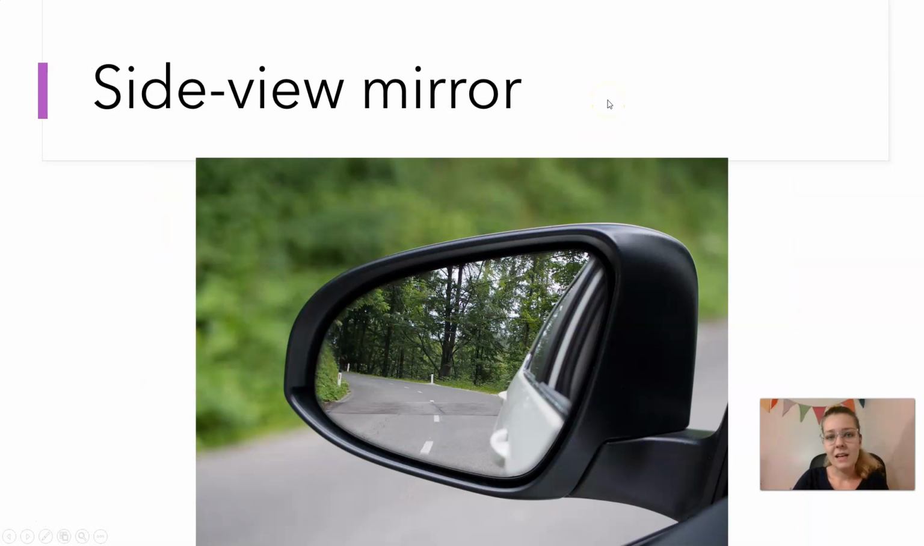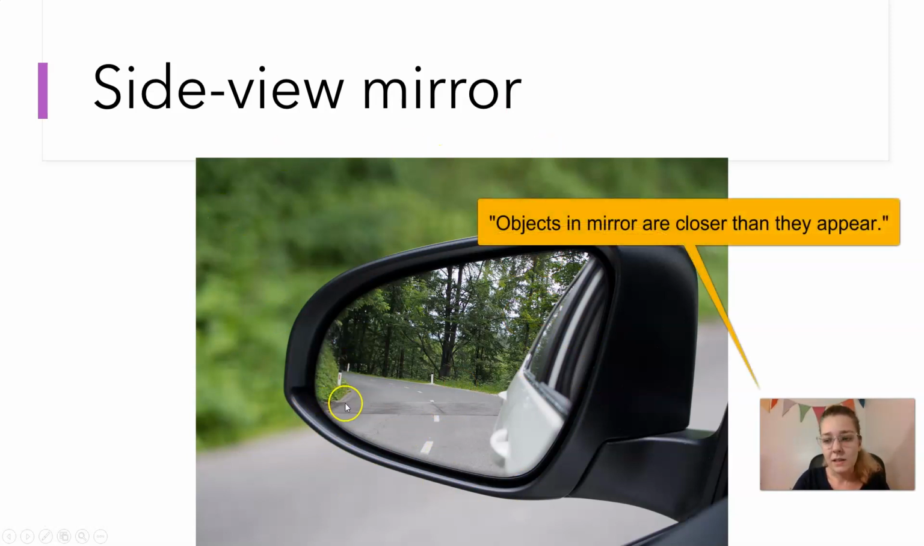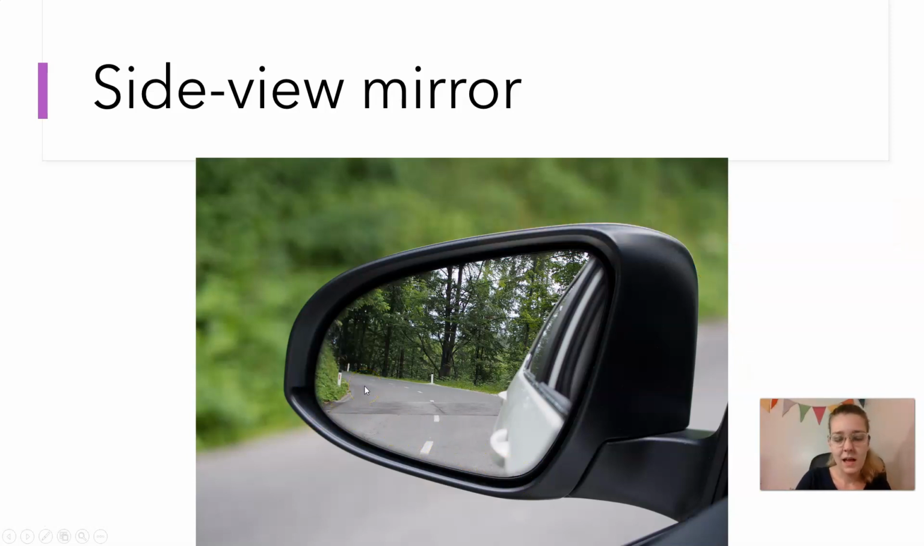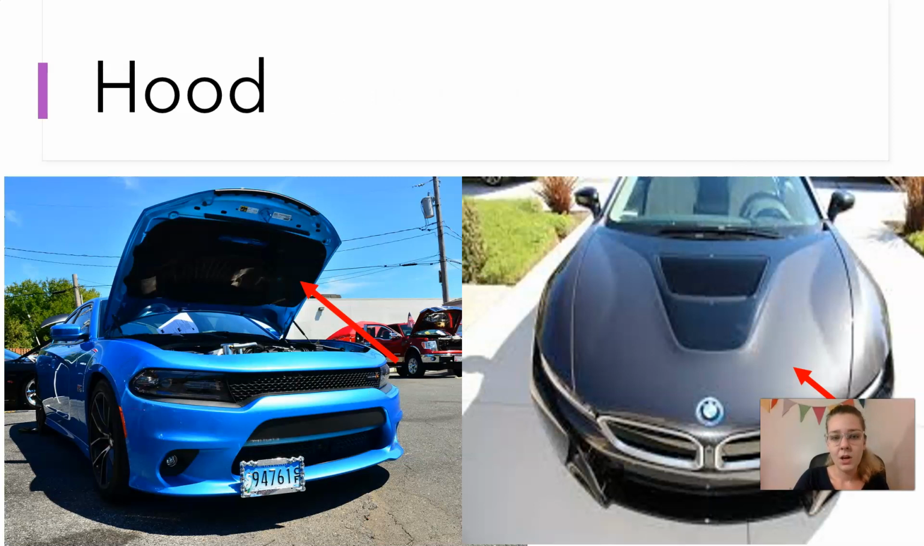Next, we have side view mirror. There's one on either side of the car, so you can look left, you can look right, and it shows you what is behind you. It's on the front doors. Side view mirror, so you can see behind you. A lot of the times, a side view mirror will say objects in mirror are closer than they appear. It'll have a little text warning at the bottom of the mirror.